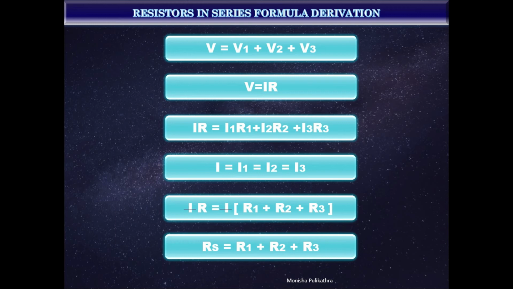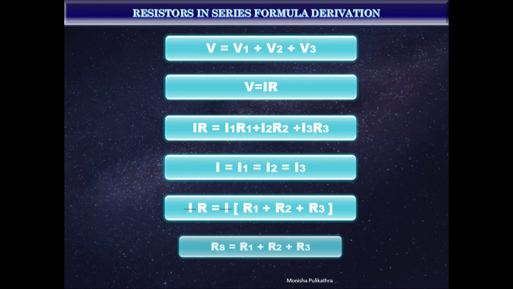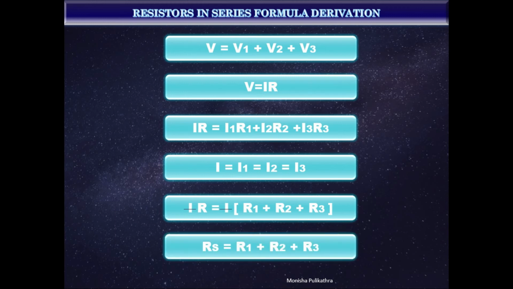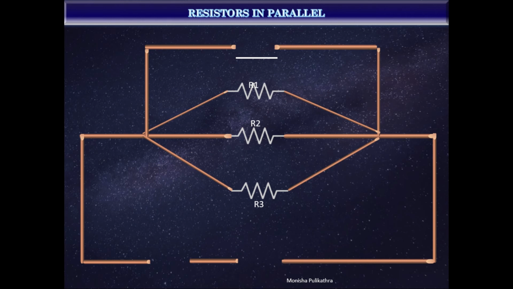This is one of the most important formulas. Rs is equal to R1 plus R2 plus R3. I hope you understood what a series resistor connection is. Next we will go to resistors in parallel.